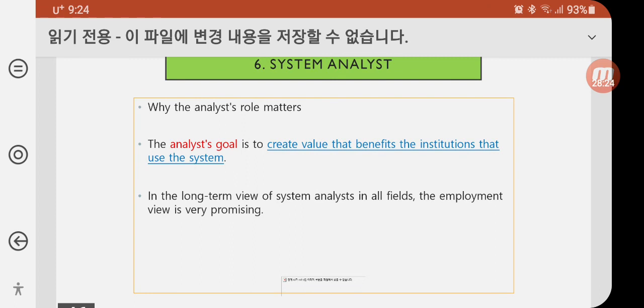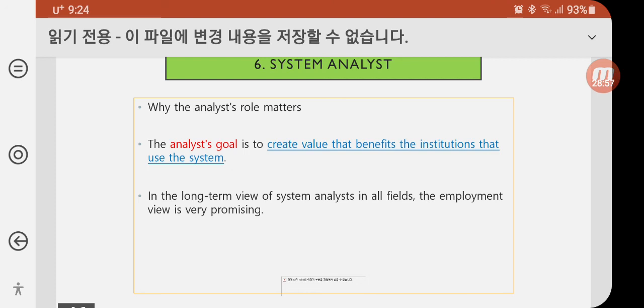Why does the analysis role matter? This is because the user's needs must be well understood, organized, and transmitted to a development organization, such as a programmer or test engineer. The analyst's goal is to create value that benefits the institutions that use the system.